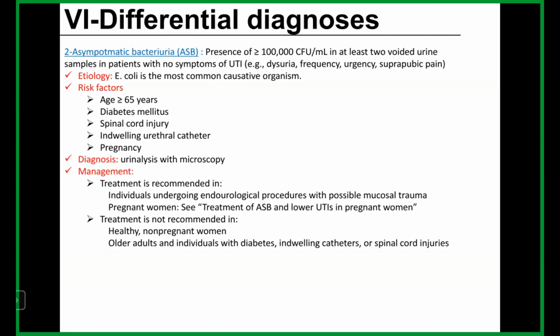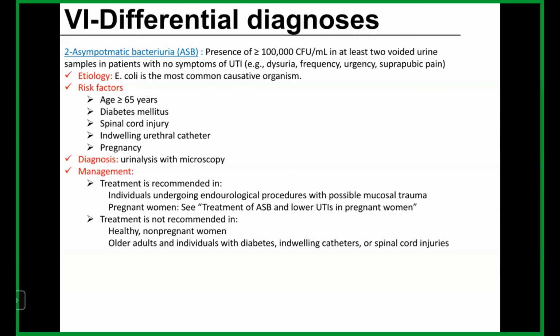The second differential diagnosis is the asymptomatic bacteriuria. So a patient comes to the hospital, they have no symptoms, we do the urine analysis and we find bacteria in the urine. And the most common bacteria is E. coli.